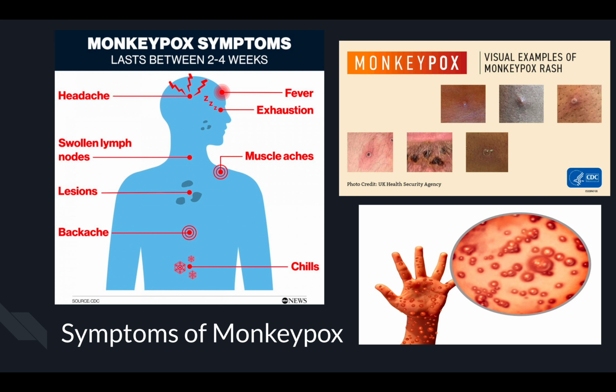Here are some images of monkeypox symptoms. As you can see, some headache, swollen lymph nodes. You can see some pox pustules around on this patient's hand. It is spread through close contact, so either through exposure to the pustules, through sexual contact, or through any other droplet form of contact.